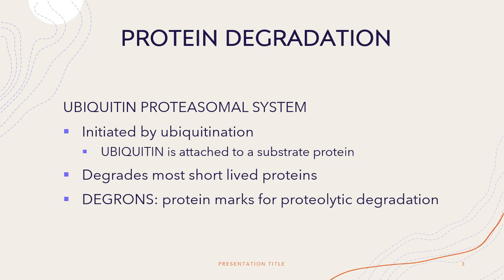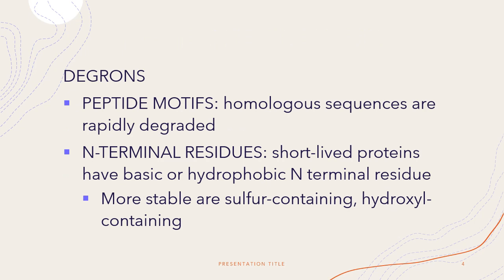In these proteins, you have marks or signs for proteolytic degradation, which you call degrons. These degrons are true in the case of the ubiquitin-proteasomal system. Let's take a look at these degrons. Two degrons are listed here: your peptide motifs and your N-terminal residues.